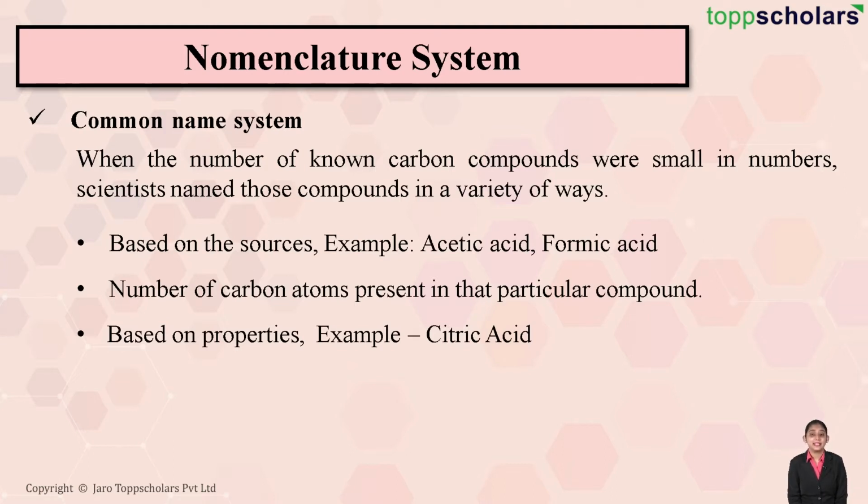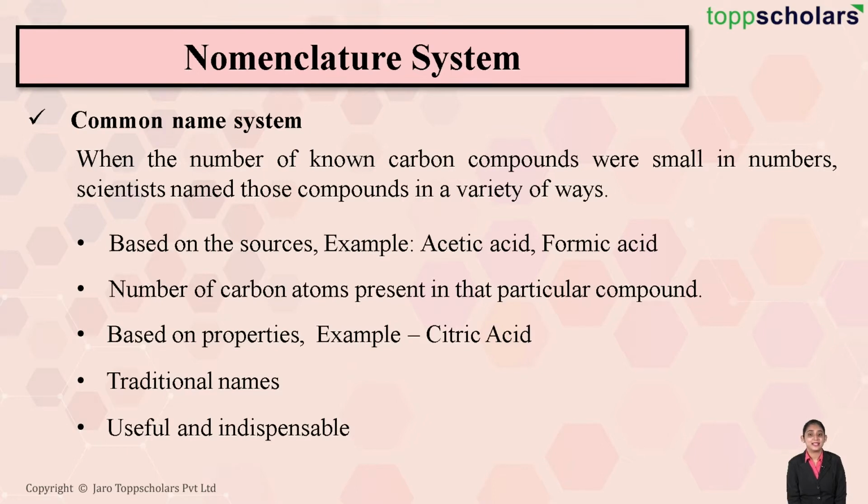For example, citric acid. Also, certain traditional names were used for naming these carbon compounds. And in certain cases, certain useful and indispensable names were also used. But friends, this common name system was not of so much use, right? Because there are so many carbon compounds. As time proceeded, more and more carbon compounds were being discovered, and so remembering these carbon compounds with common names was quite difficult.